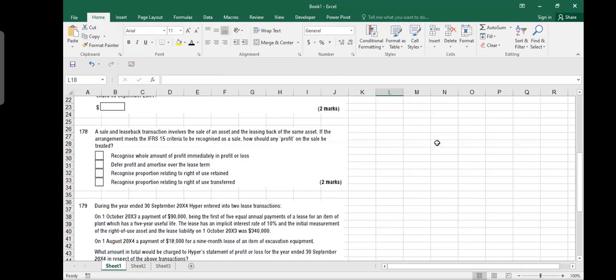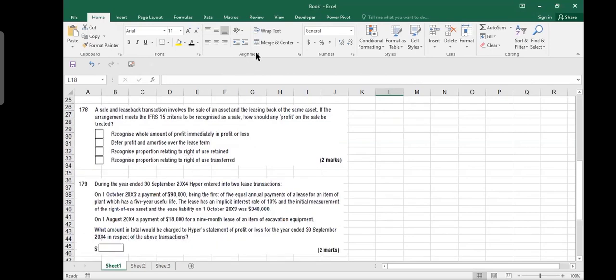178. Again, it is coming from a sale and leaseback thing. It says a sale and leaseback transaction, which means you sold your asset and got it back again on lease, involves the sale of an asset and the leasing back of the same asset. If the arrangement meets the IFRS 15 criteria, which means the revenue criteria, to be recognized as a sale, how should any profit on the sale be treated? How do you treat the profit?